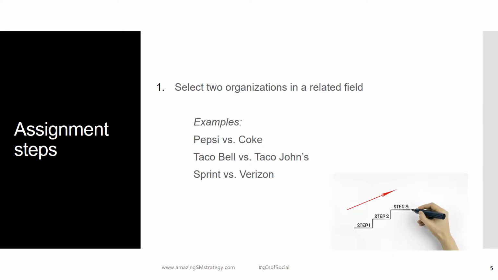So step one is to select your two organizations. You want them in a similar field, competitors of a sort. So in the past, groups have chosen Pepsi versus Coke, Taco Bell versus Taco John's, or it can be educational institutions or hospitals, as long as they are in similar fields.